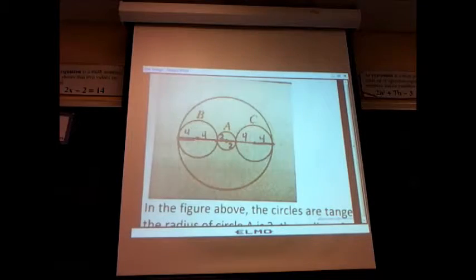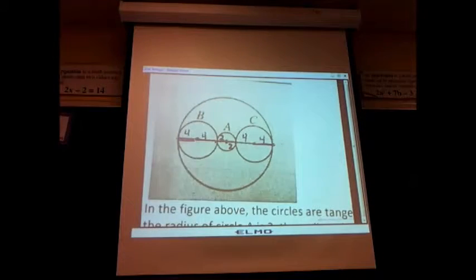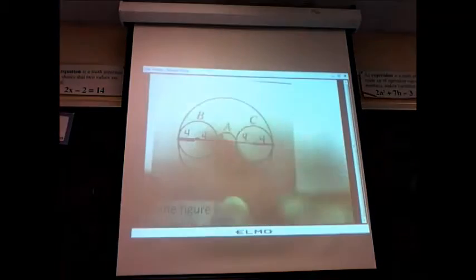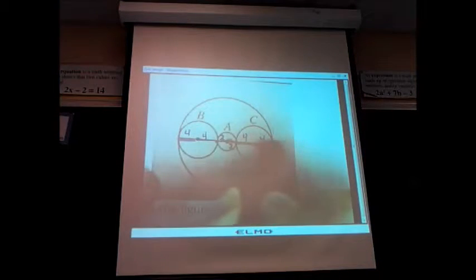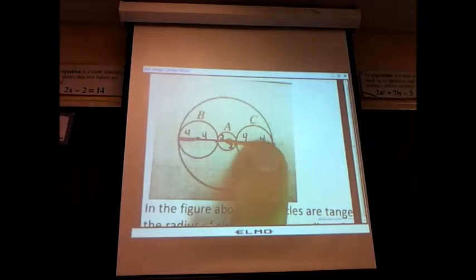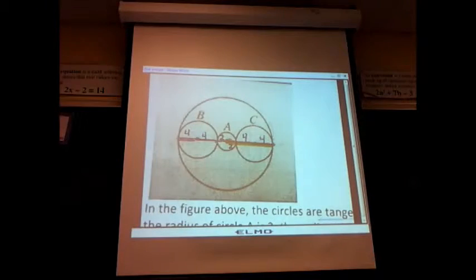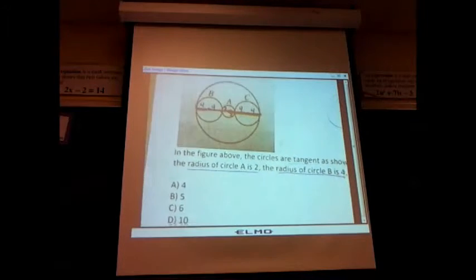Now, there's more than one way to find our answer. My question is asking me, what is the radius of this large circle? So from this center outwards, how much is that? Well, I can look. I have a 4 plus a 4 plus a 2. 4 plus 4 is 8, plus 2 gives me 10. My radius of this large circle is 10.